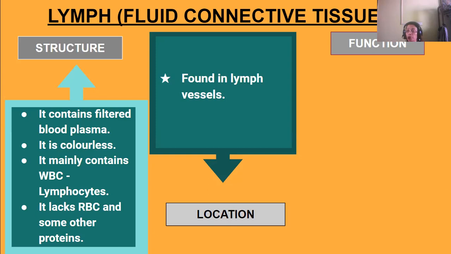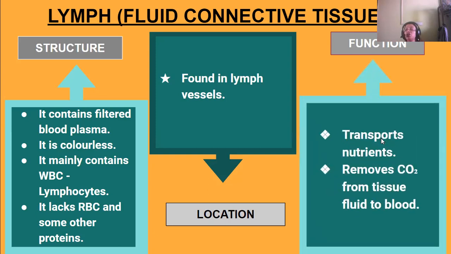This lymph is found in the lymph vessels. This is also a fluid, no? Now, what is the function of the lymph? It transports the nutrients. It removes the carbon dioxide from tissue fluid to the blood. As it is a fluid, it also transports nutrients from one organ to another, one cell to another. So lymph also has the function of transportation.